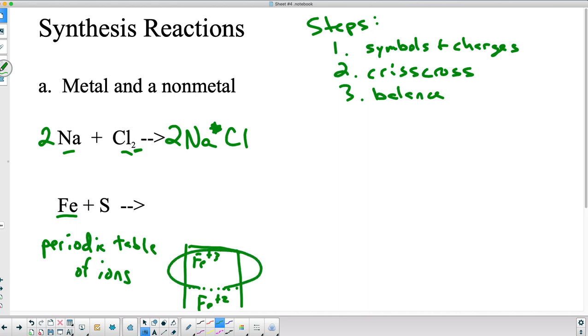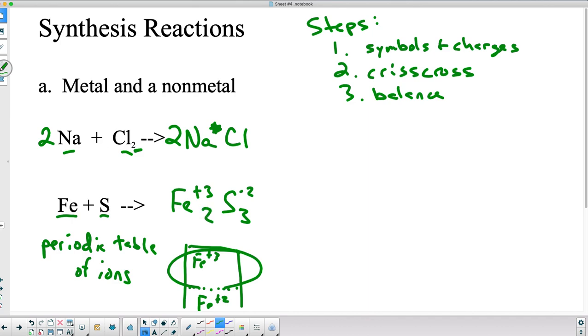So that means I'm going to start off with Fe as a plus 3 like that, and S. What is S? S is sulfur, and it's right below oxygen, which means that it has the same charge as oxygen, and oxygen always has a minus 2. So S is a minus 2. Here I have my symbols and charges for the right-hand side. Now I crisscross. The crisscross looks like this.